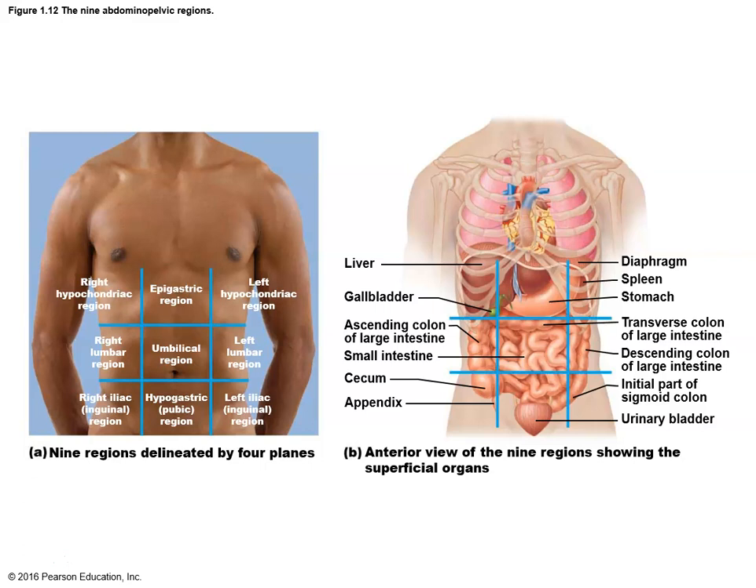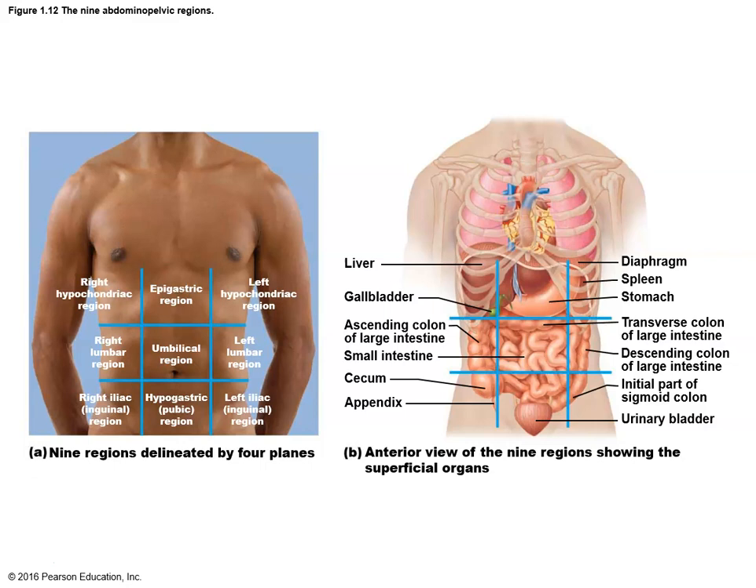So we can take those 4 quadrants and break them down into 9 regions. As you see here, the right and left hypochondriac, right and left lumbar, right and left iliac, and then epigastric, umbilical, and hypogastric down the middle. So if we wanted to be more specific and talk about a stomach problem, let's say perhaps a stomach ulcer, we might expect that problem to primarily express in the epigastric region.